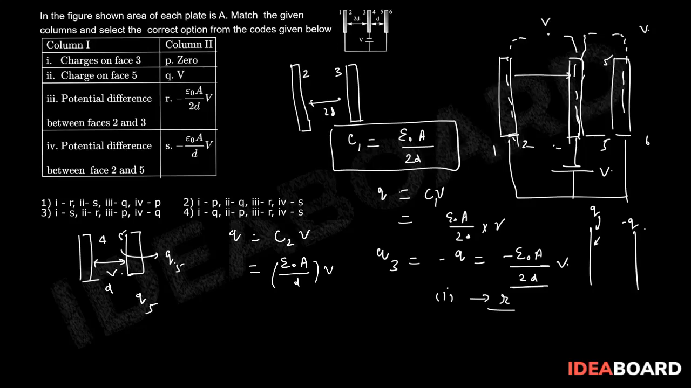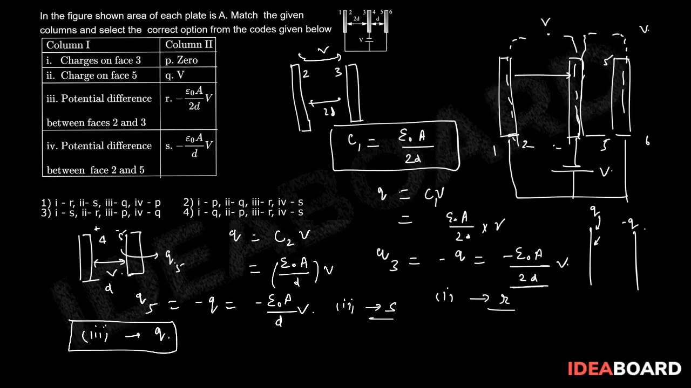So what is the value of Q5? It is obvious that again plus and minus, so minus Q, that would be equal to minus epsilon naught A by D into V. So which option is correct? So for second, that has to be S, correct? Now coming to the third portion, potential drop between phases 2 and 3. For phases 2 and 3, we have already utilized this fact that potential drop will be V. So third option will be matched with Q, right?